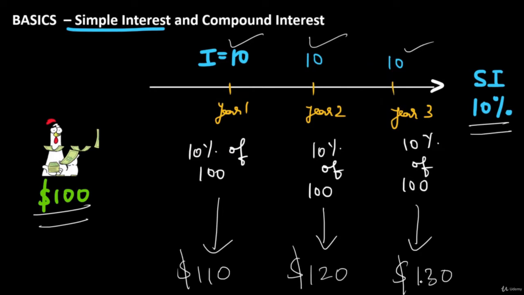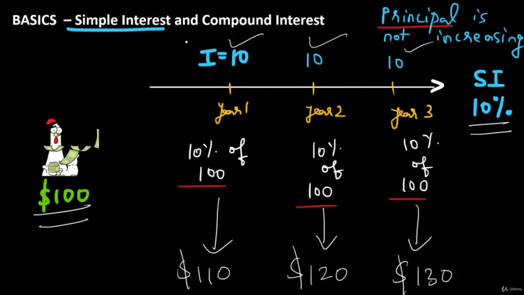All right. Now over here, the interesting thing that we must note is that the principal or the amount on which the interest is calculated is not changing or it's not increasing, right? The principal for which 10% was applied for year 1 is 100, for year 2 also it's 100, and for year 3 it's also 100, right? And that's equal to the initial principal which was lent, right?